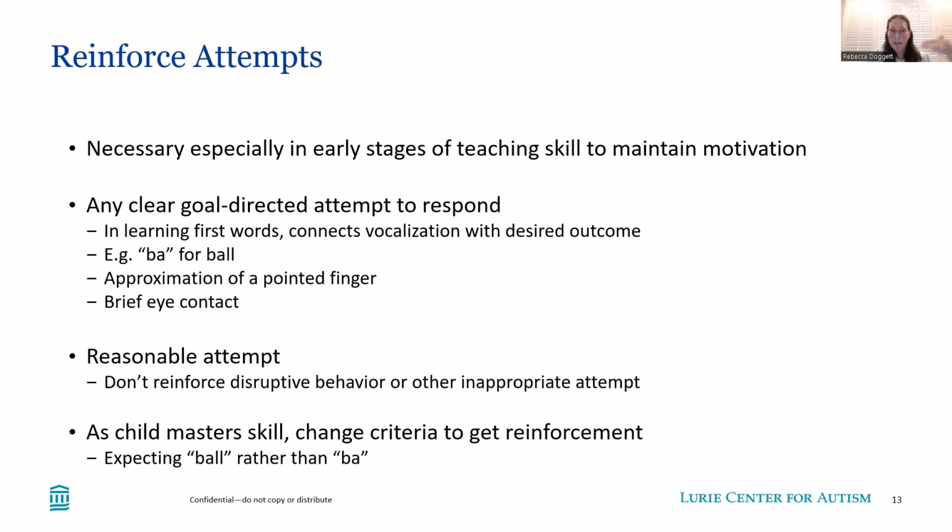As the child starts to master the skill, we might change the criteria for them to get rewarded. So instead of saying that they will be rewarded with the ball when they say "ba," we might say, okay, that's something that they've now mastered. They've mastered that first syllable. And now we're going to really push them to give us the full word. So we want to hear that attempt at the full word rather than the first syllable. So as the child masters certain aspects of language and communication, you can then kind of ramp up your expectations about what the attempt really looks like.